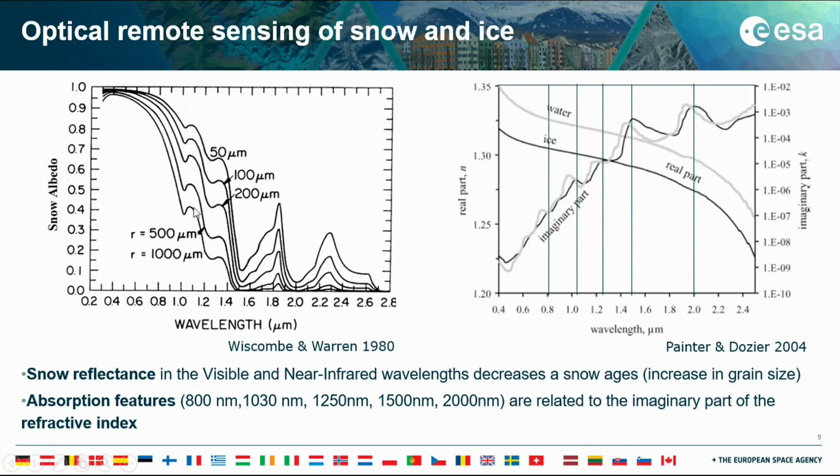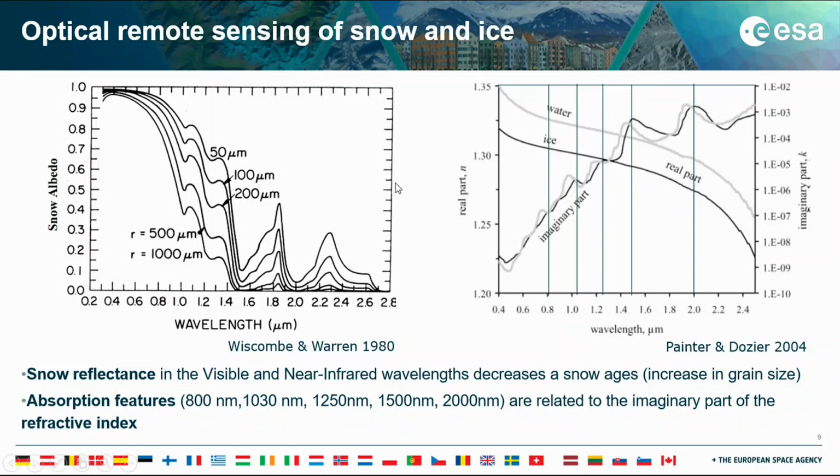And the grain size of snow strongly impacts these wavelengths. So the larger the grain size, the lower the reflectance in the near infrared and the shortwave infrared. This is important. We will see also in the exercise how we can exploit this kind of behavior of snow and also ice for getting parameters.